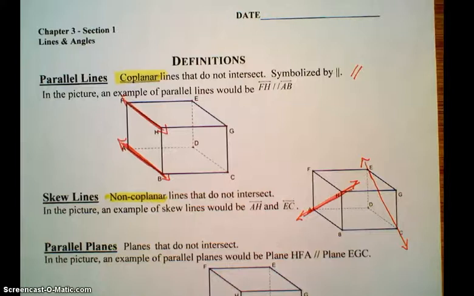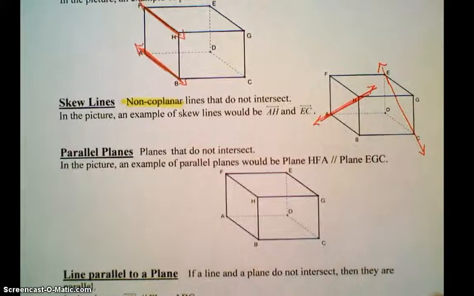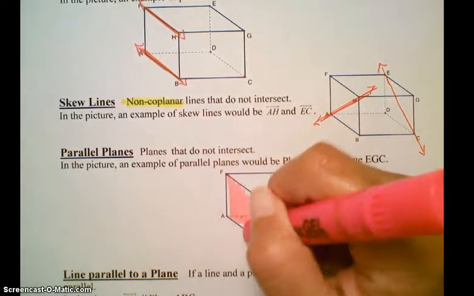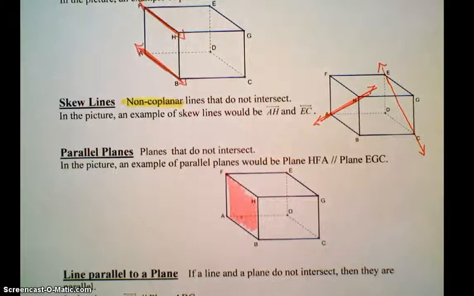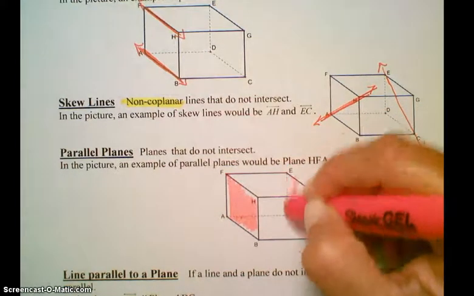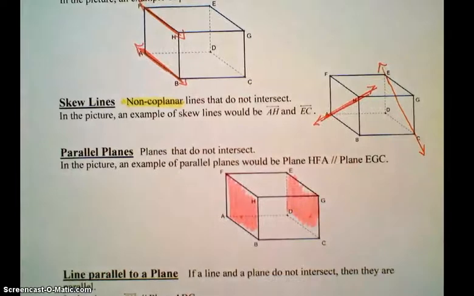Okay, moving on. Parallel planes, of course, are planes that do not intersect. In this picture, parallel planes would be plane HFA, which would be the left side of the box over here. Plane HFA would be parallel to plane EGC, which could be considered the right side of this box. So those two planes, the left side and the right side of the box, will never intersect with each other.